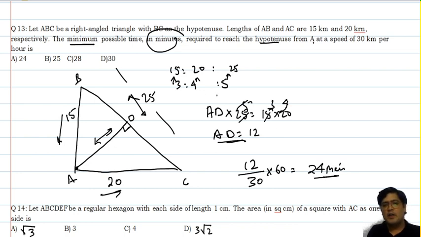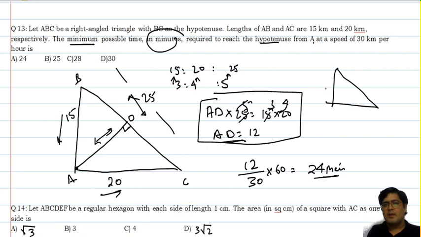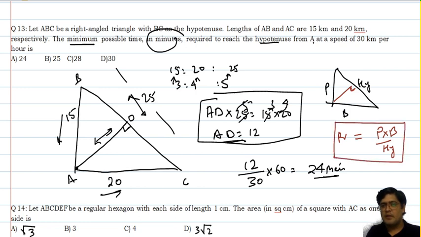The property to learn or apply here is this. I can put this property in a formula format for you. Perpendicular, base, hypotenuse, language. Please focus on the language. Perpendicular on the hypotenuse is P into B by hypotenuse itself. So if you remember this, you can solve this pretty fast.